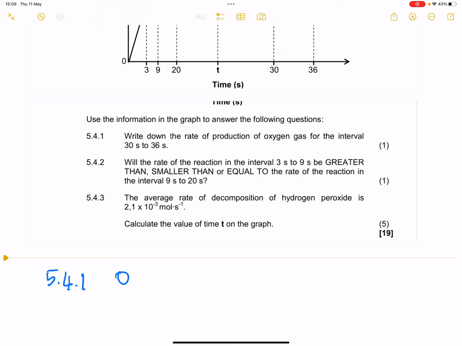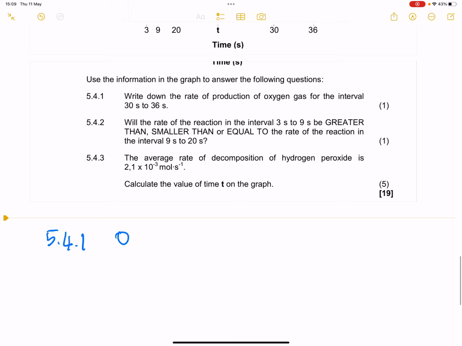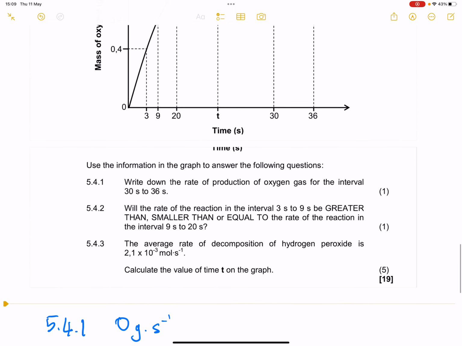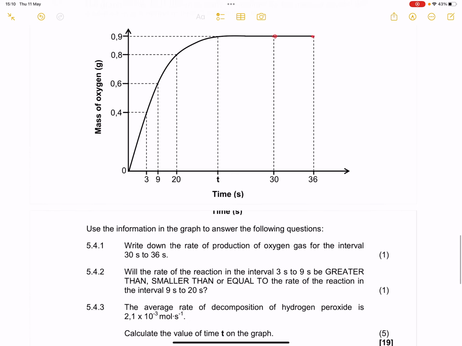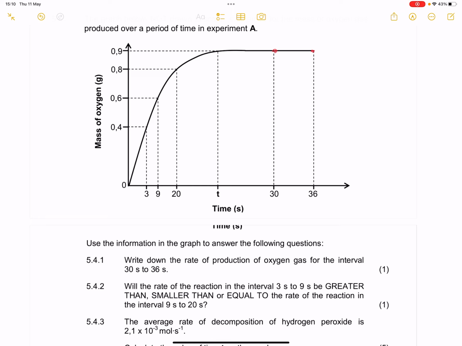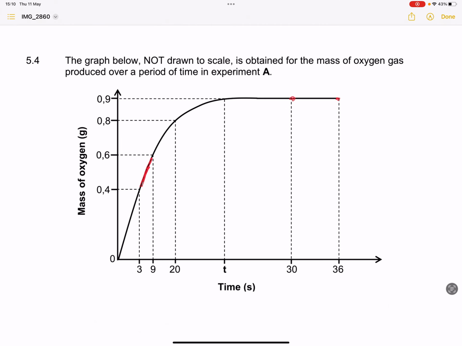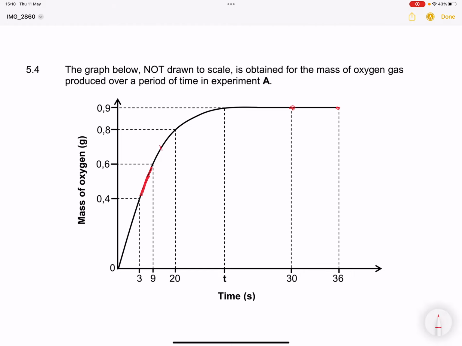So we can say, because it's in mass, we can say 0 grams per second. Okay, right. They say, will the rate of the reaction in the interval 3 to 9 seconds be greater than, smaller than, or equal to the rate of reaction in the interval 9 to 20? So if you note there, we are comparing 3 to 9 versus 9 to 20. You can see the graph is much steeper here than it is over this interval, right?